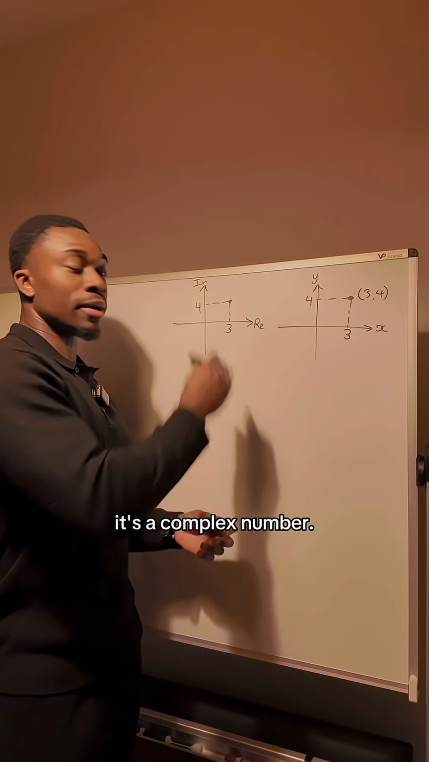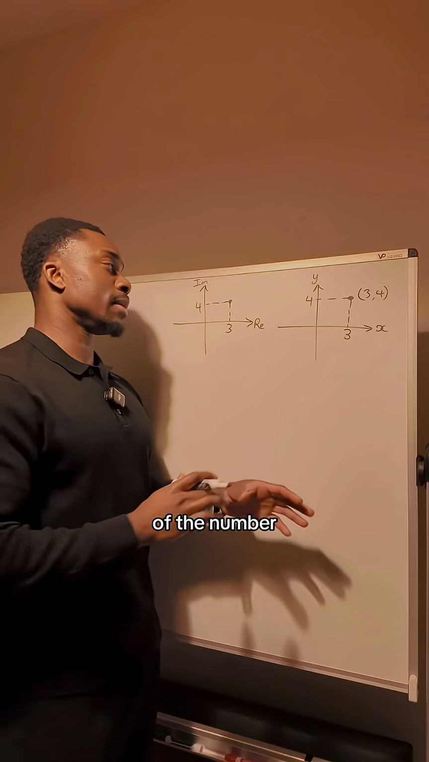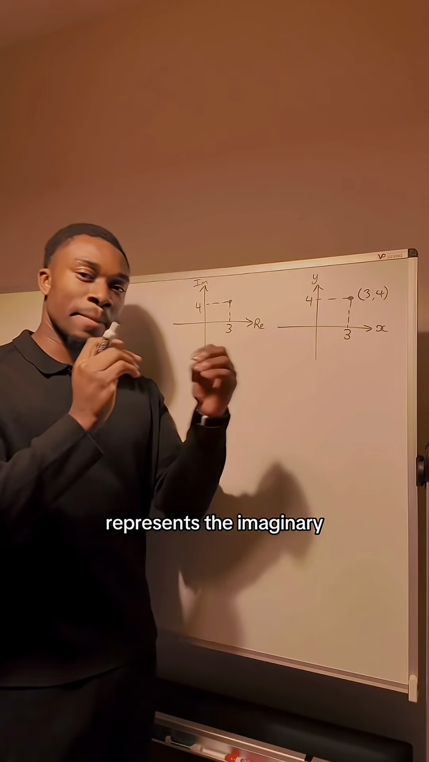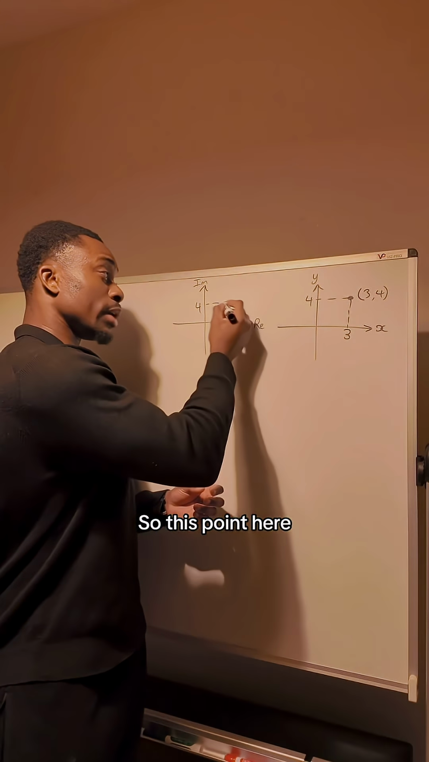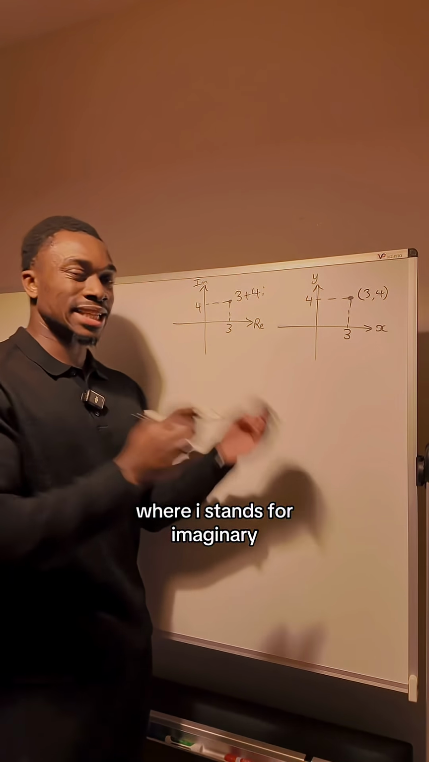It's a complex number, and this is an Argand diagram. The horizontal axis represents the real part of the number, and the vertical axis represents the imaginary part of the number. So this point here represents the number 3 plus 4i, where i stands for imaginary.